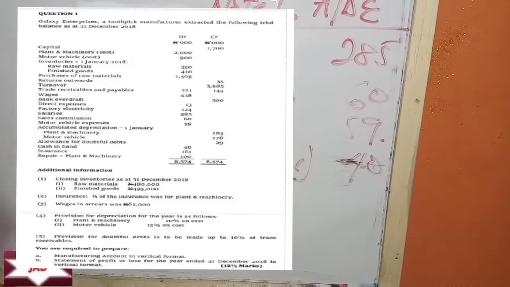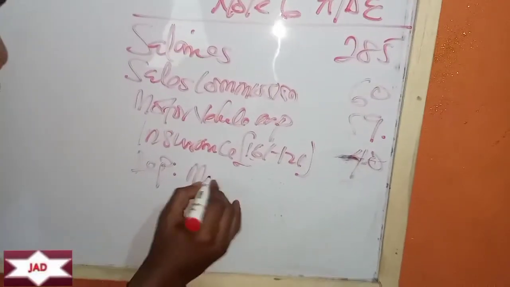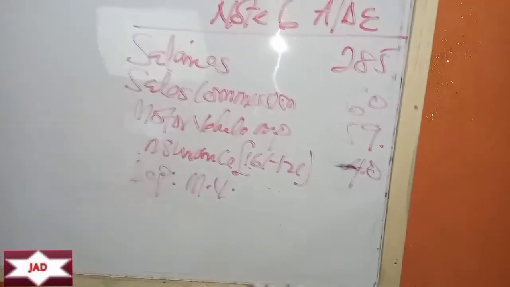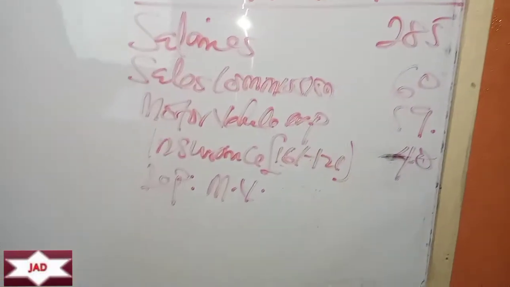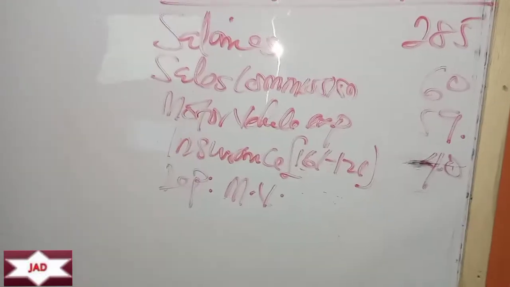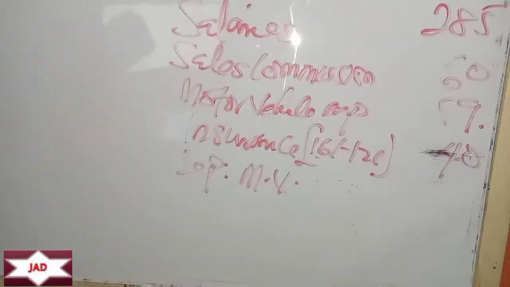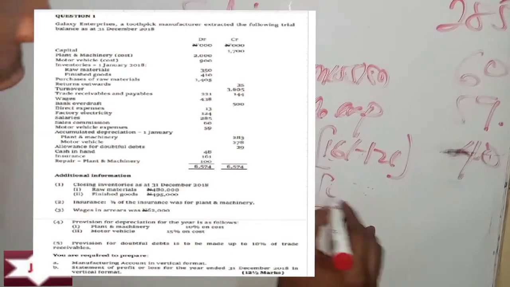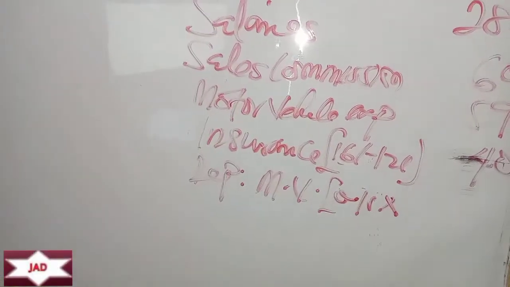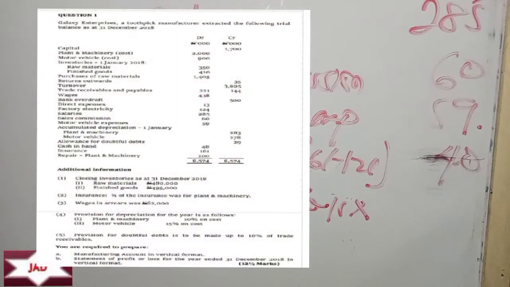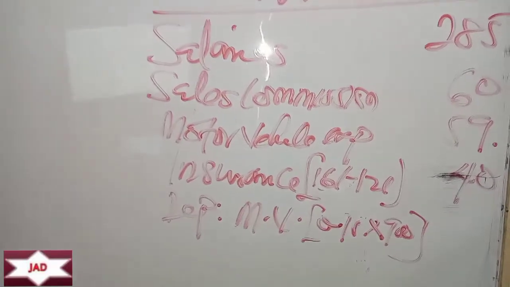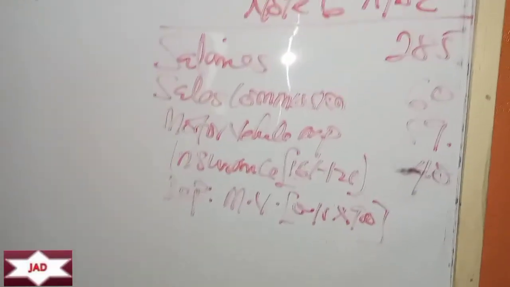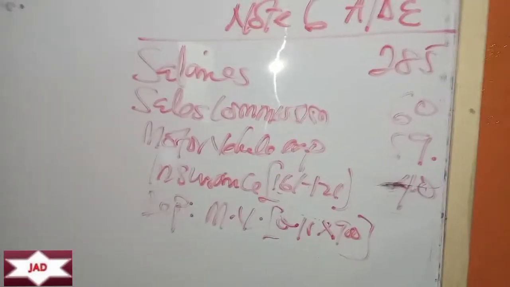What's the next one there? Depreciation on motor vehicle. Motor vehicle is used in distribution and administration. It's not directly related to manufacturing, except maybe somehow they're trying to take it to a portion. But then let's go with the flow. So we have 15% on cost. So that will be 0.15 times what's the cost? Motor vehicle at cost is 900. So 0.15 times 900 is 135.